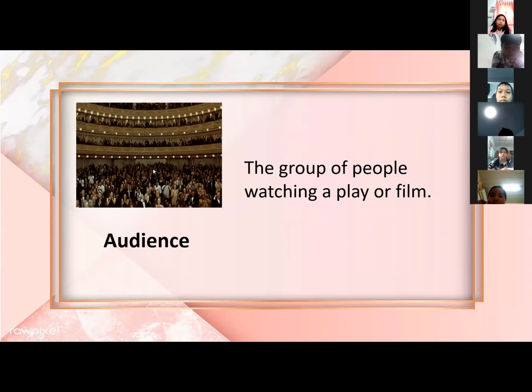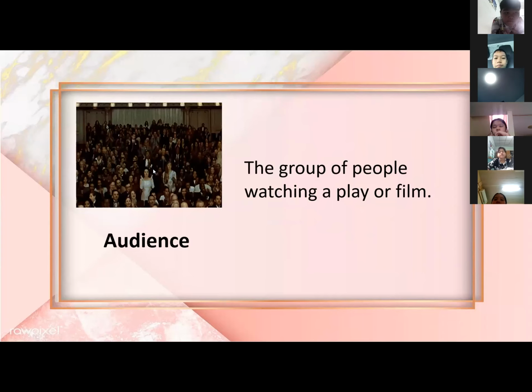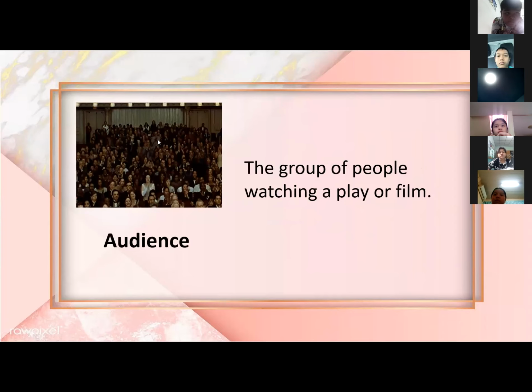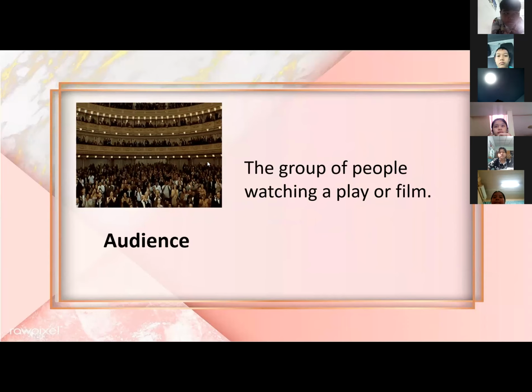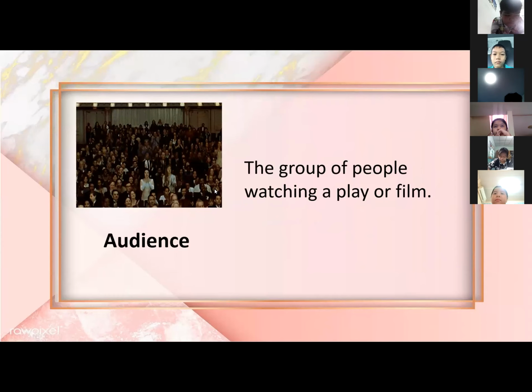Okay. Next, we have audience. What do we mean by audience, Nakan? The group of people watching a play or film. Very good. Audience, the group of people watching a play or film.